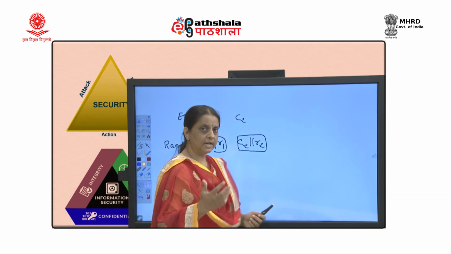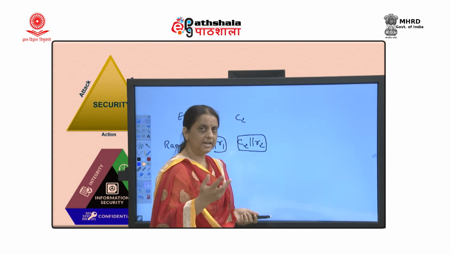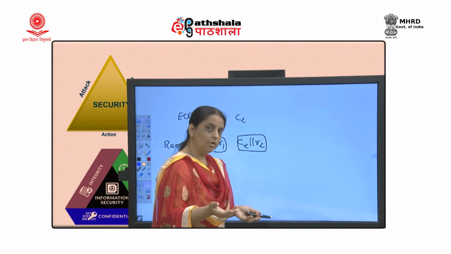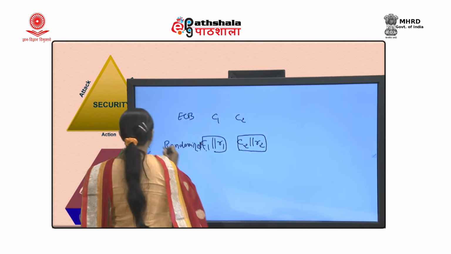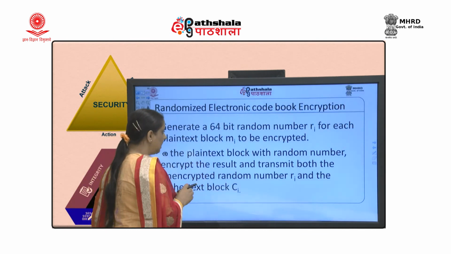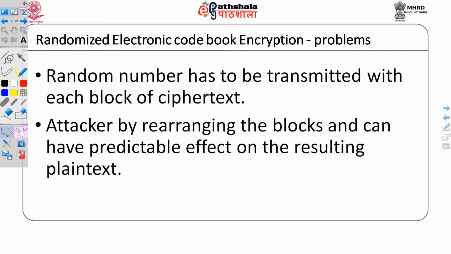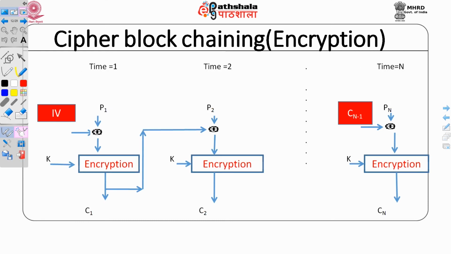So, what advantage did we achieve? We achieved the advantage that even though there are two same plain texts, their ciphertexts would be different, but what overhead did we incur? We have to send double the amount of data. So, the attacker can rearrange the blocks, he can do R1 and R2 and change them, but still he can have a predictable effect. So, now there is a third type of mode of operation, called cipher block chaining. How does this work?